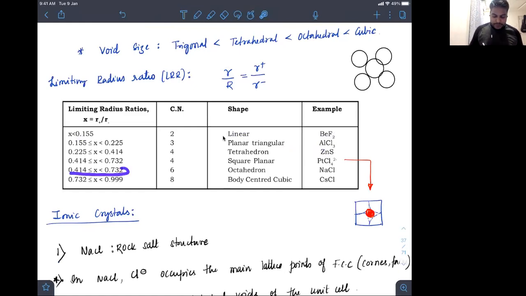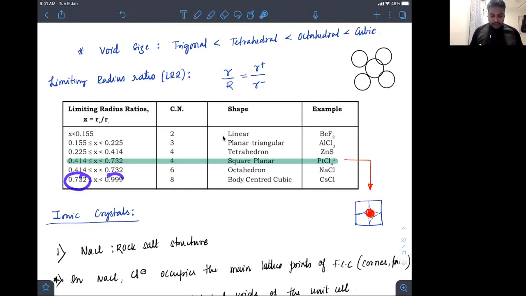And 0.414, this is a special case, students. Only this is a special case, that if you have the same 0.414 to 0.732 with coordination 4, I can have a planar molecule, and that would be square planar. The best example is PtCl4 2-. We have a separate chapter for it. We'll be learning how this will become square planar, but as of now, take that as an example. Next, 0.414 to 0.732, we will have octahedral void available, and the octahedral void shape is octahedral.